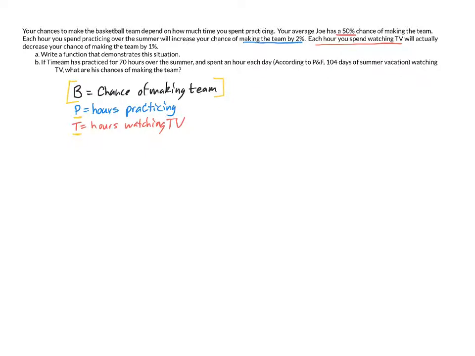But you see all that work I had to do before I go into writing a function. You have to think about all those variables. So B is what I'm trying to get, and it is going to depend on P and T, just like this. All right? Now, what are my chances of making the team? Well, everybody has a 50% chance. So that's an important part of this equation. Even if I do nothing else, I have a 50% chance of making the team. That's a constant. A constant goes in just as a number.